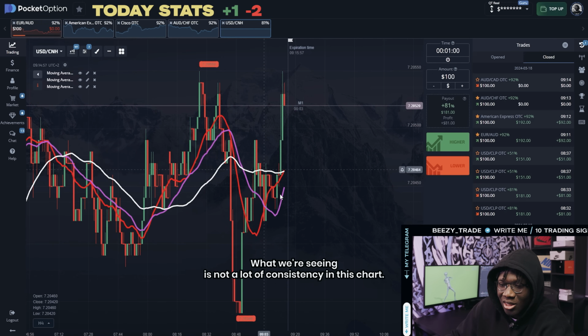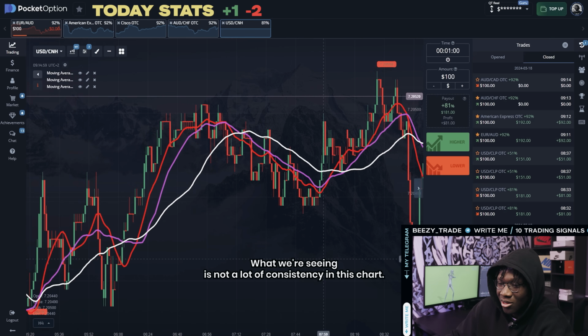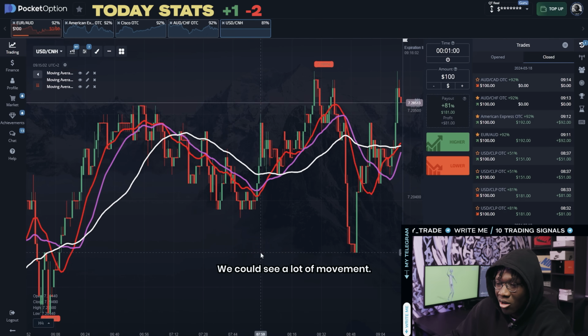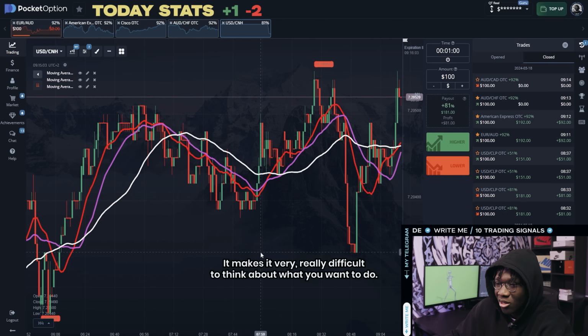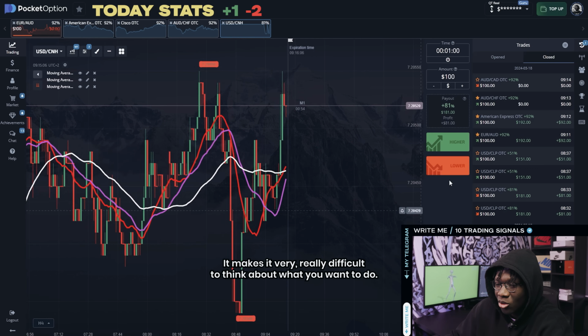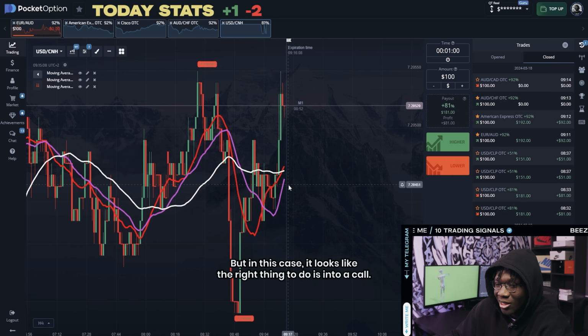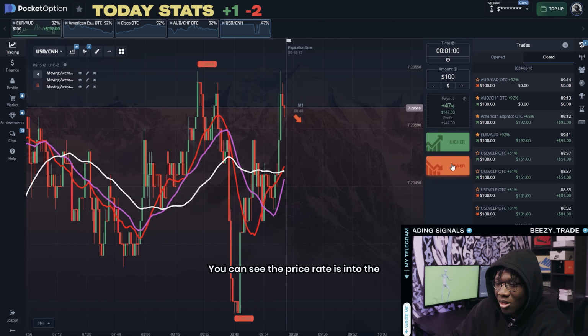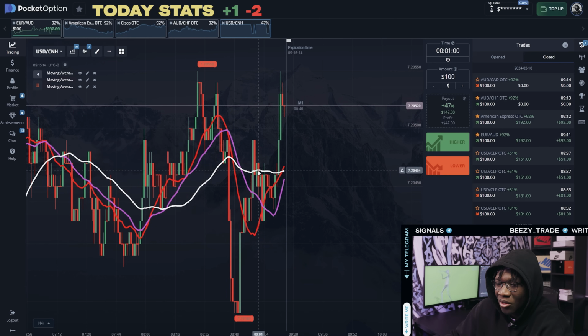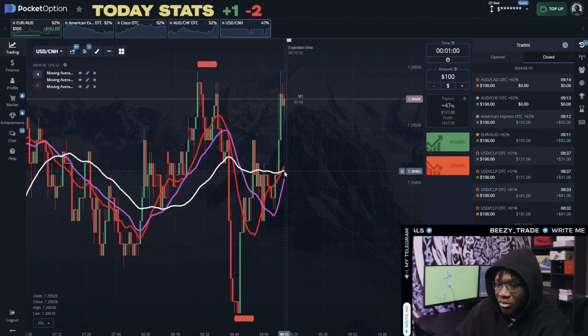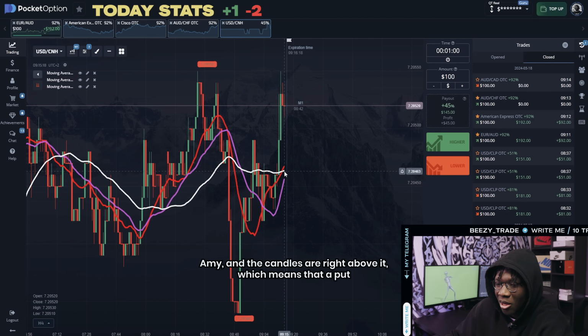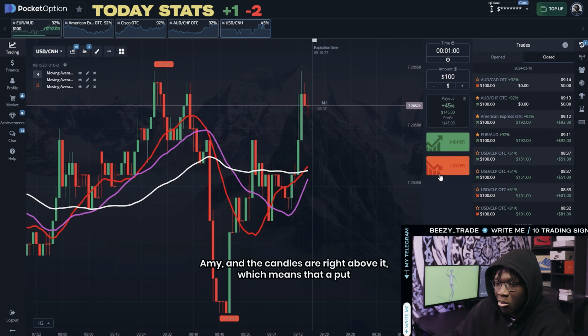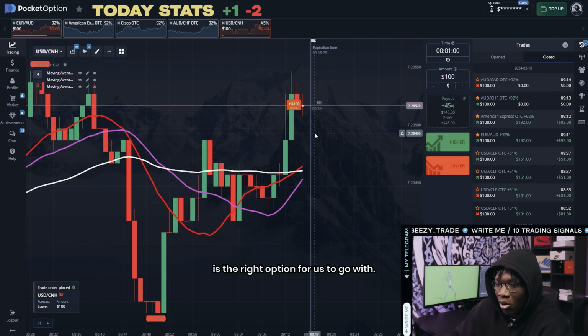And what we're seeing is not a lot of consistency in this chart. We can see a lot of movement, which makes it really, really difficult to think about what you want to do. But in this case, it looks like the right thing to do is a call. You can see the price right there is at the 50 EMA, and the candles are right above it, which means that put is the right option for us to go with.